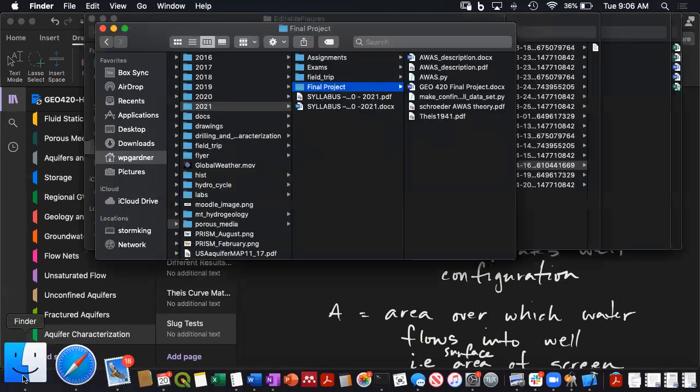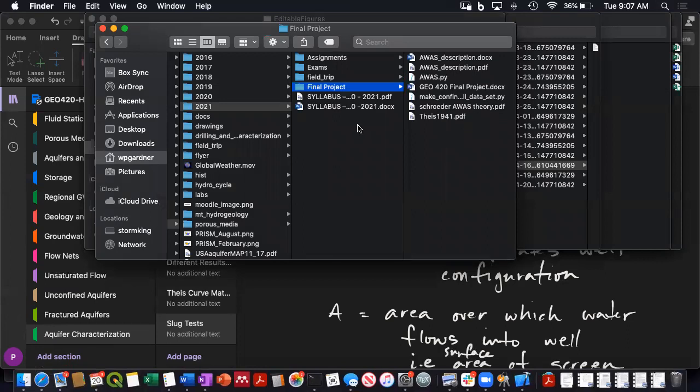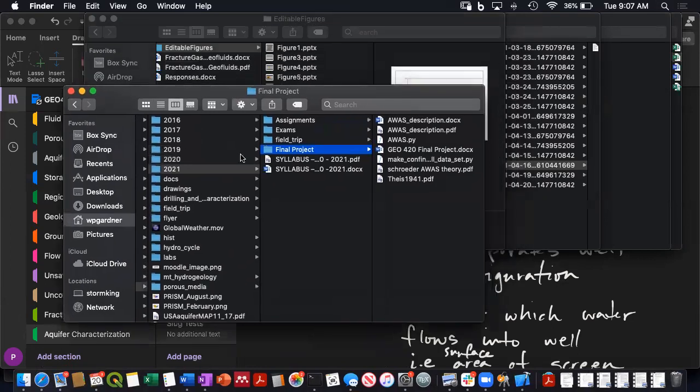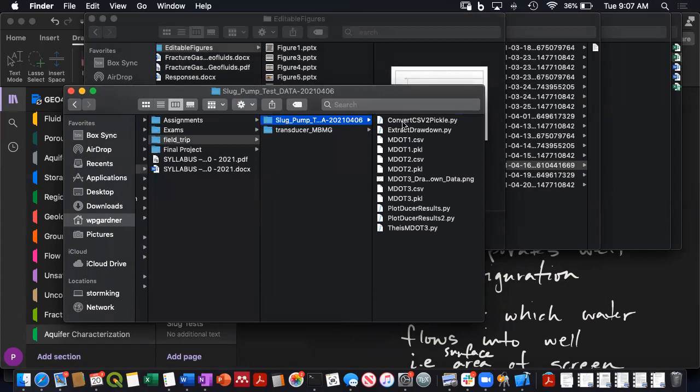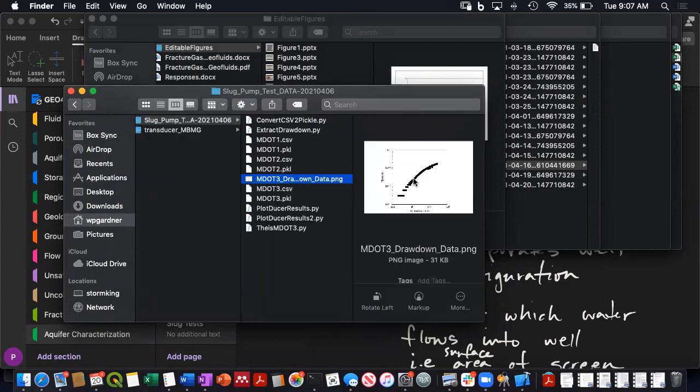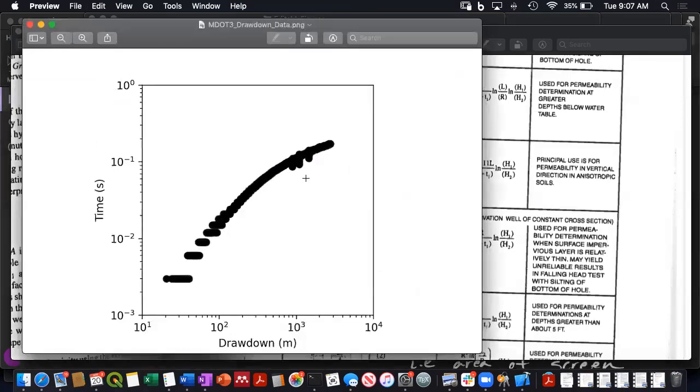Let's, I think we can add this right now while I'm thinking of it. So I'm going to throw this up. This is the drawdown curve data that I extracted.